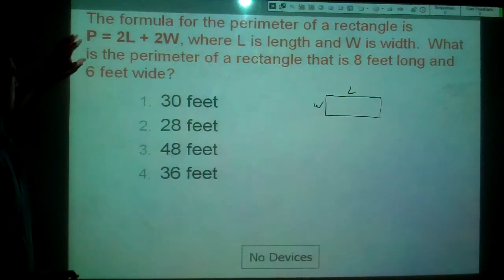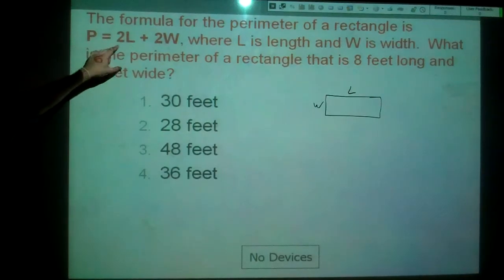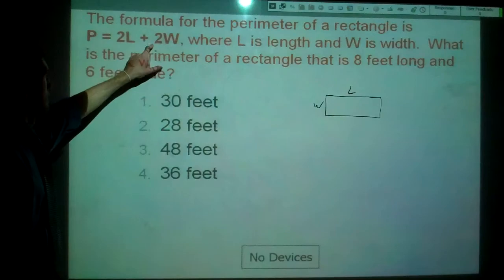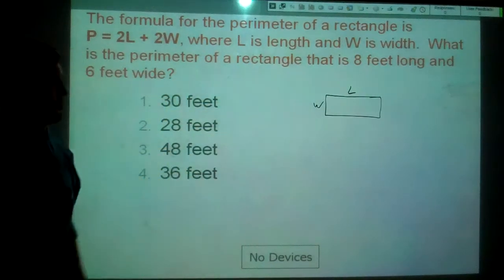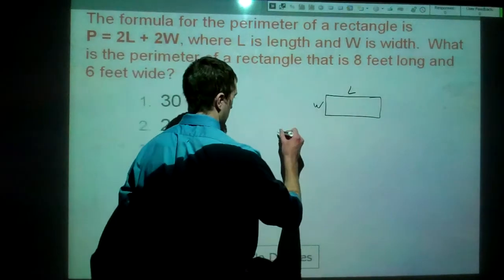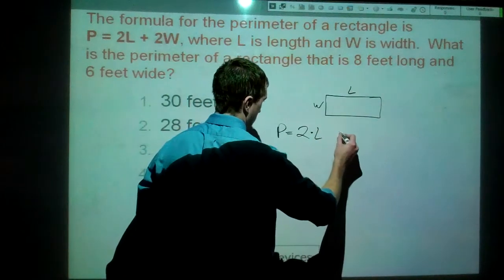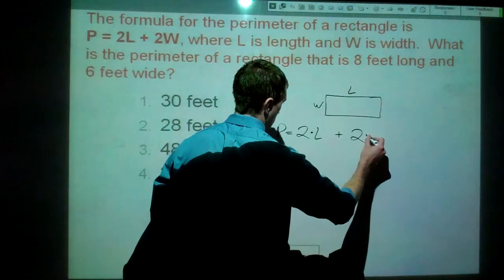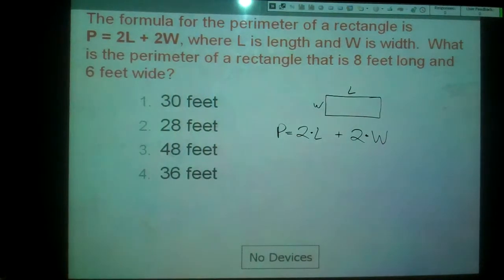But it says the formula for the perimeter of a rectangle is P equals 2 times L plus 2 times W, where L is the length and W is the width. Okay? So we have perimeter equals 2 times L plus 2 times W. Okay? What is the perimeter of a rectangle that is 8 feet long and 6 feet wide?